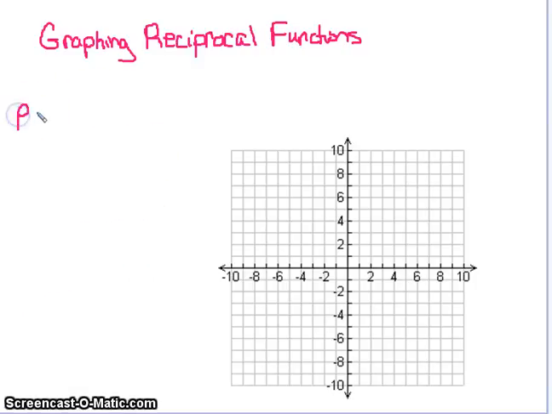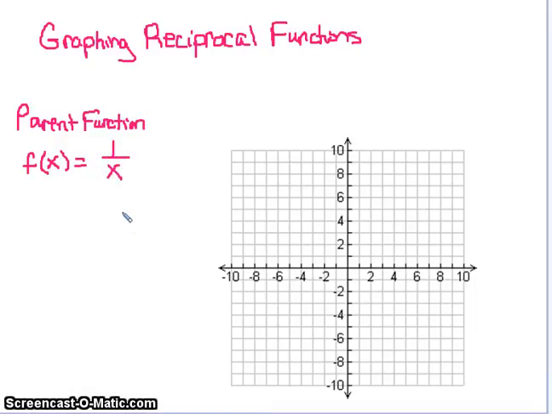Now, when we are graphing reciprocal functions, the first thing that we are going to do is talk about our parent function. Now our parent function is just like our y equals x squared. It's just your basic function that we then move left, right, up, down, stretch, shrink, and reflect. So our parent function is actually going to be 1 over x.